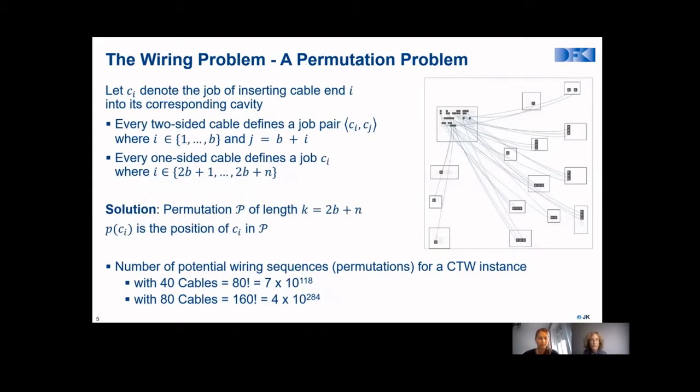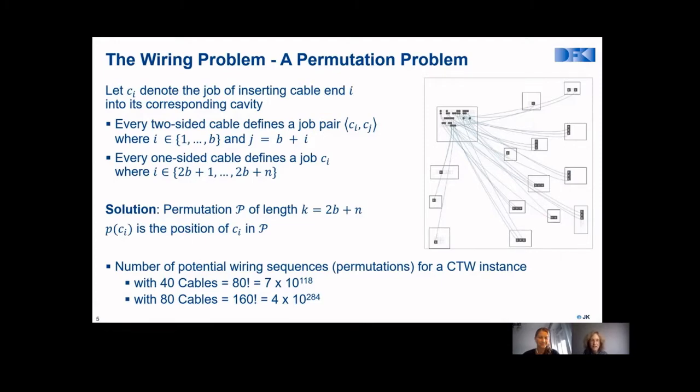The wiring problem is a typical permutation problem. Let Ci denote the job of inserting cable end i into its corresponding cavity. Then for every two-sided cable, we define a job pair Ci-Cj, where the cavity Ci, so one end of the cable, is numbered from 1 to b, and the other end of the same cable is numbered from b plus 1 to 2b.